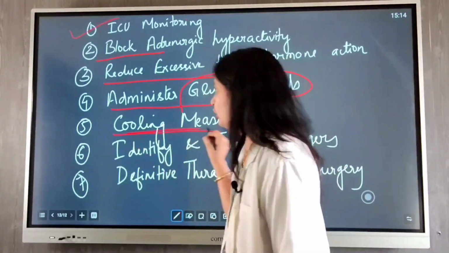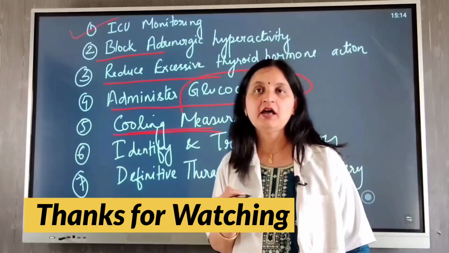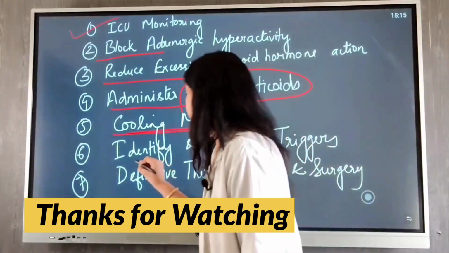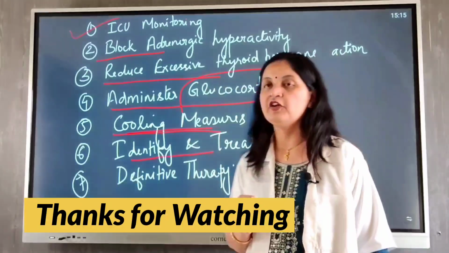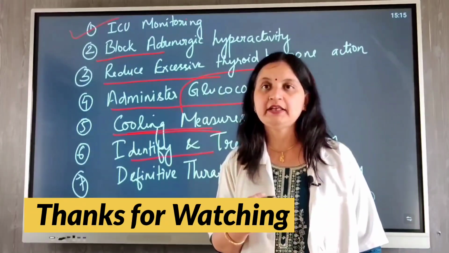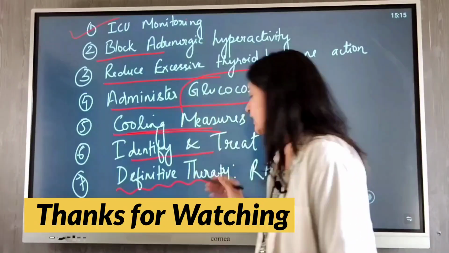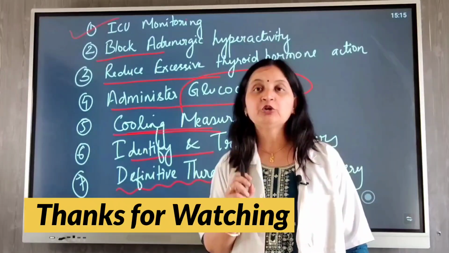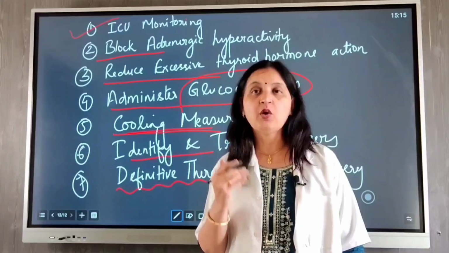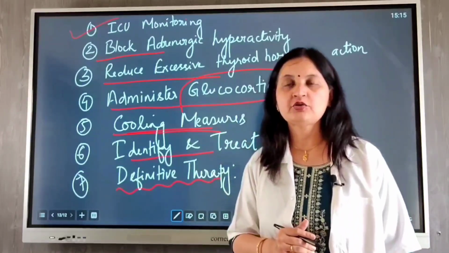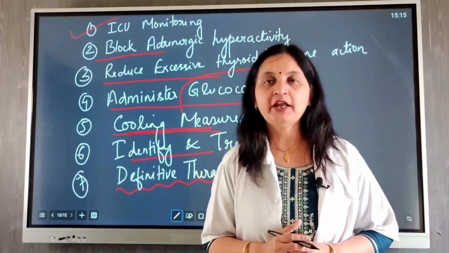Cooling measures are followed to reduce hyperthermia and prevent excessive heat production. Identify and treat triggers for hyperthyroidism. For example, if infection is suspected, give antibiotics. Lastly, definitive therapy such as radioactive iodine and total thyroidectomy is done once the patient is stabilized to prevent recurrence of thyrotoxicosis. So with this, we come to the end of this topic.